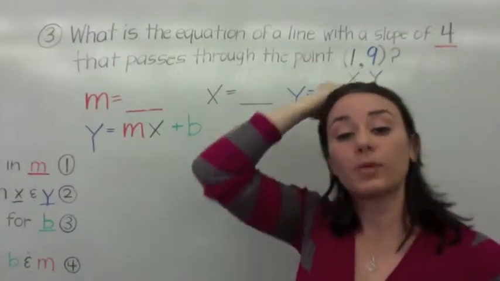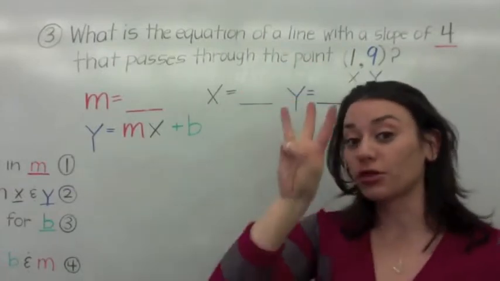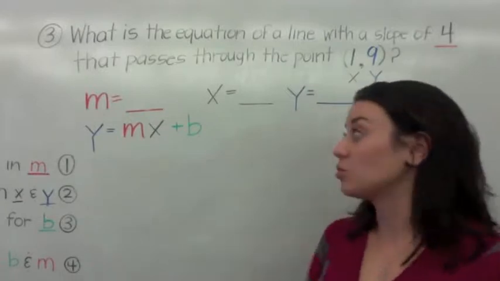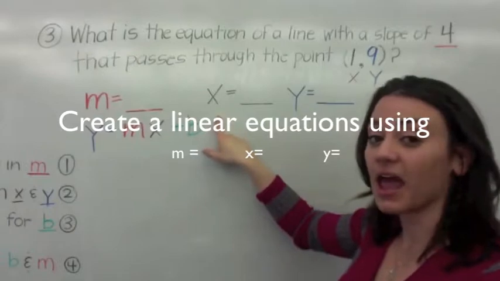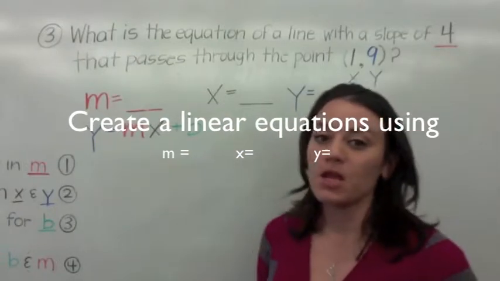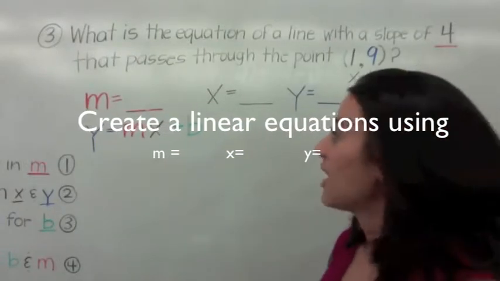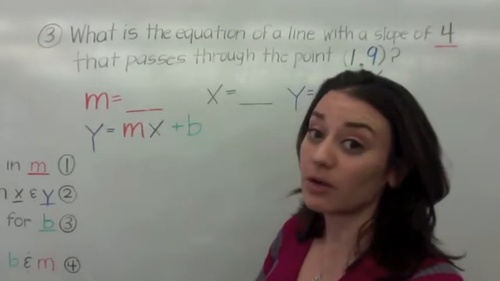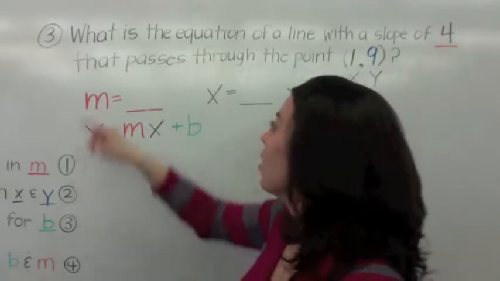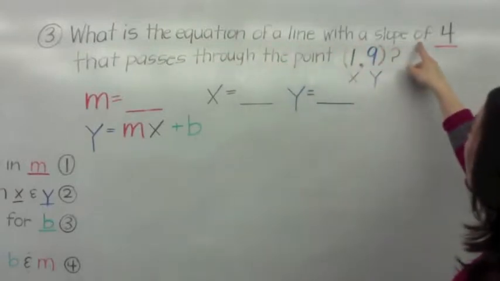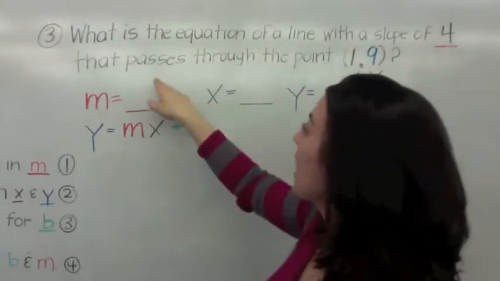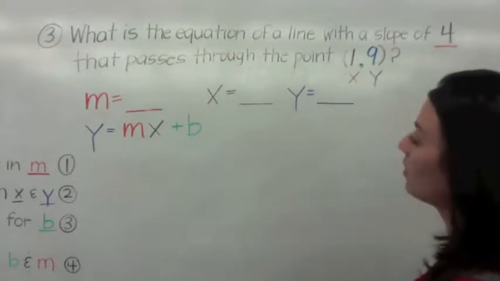So when we read this word problem, we're looking for three variables or three things. We're looking for the slope, the x and y, okay? So let's read this word problem together. Read it with me, happy Monday. Okay, it says, what is the equation of a line with a slope of 4 that passes through the point 1, 9.